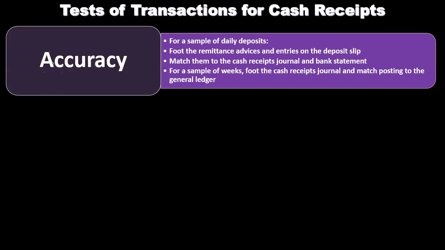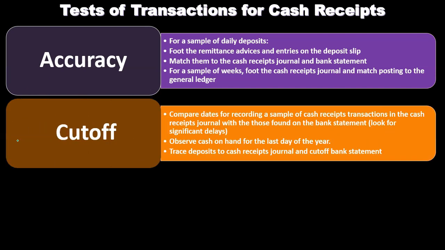Tests of transactions for cash receipts, the assertion of accuracy. For a sample of daily deposits, foot the remittance advices and entries on the deposit slip, footing meaning to add them up, and match them to the cash receipts journal and bank statement. For a sample of weeks, foot or add up the cash receipts journal and match postings to the general ledger.